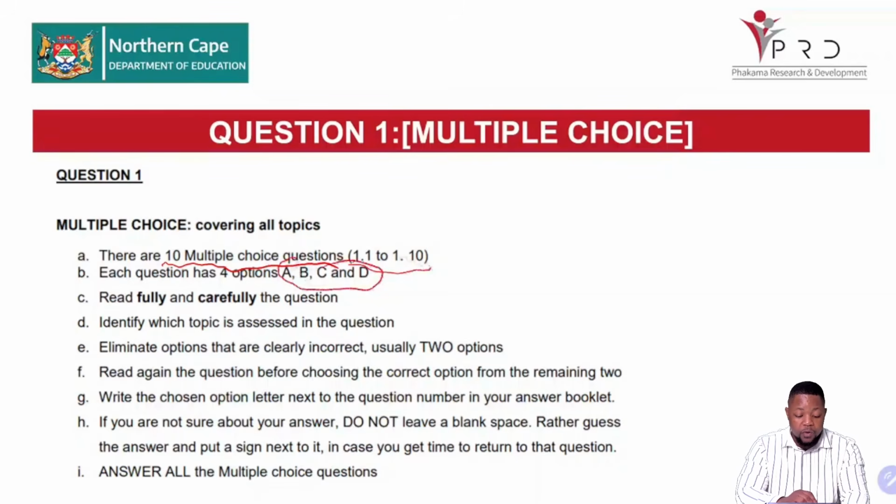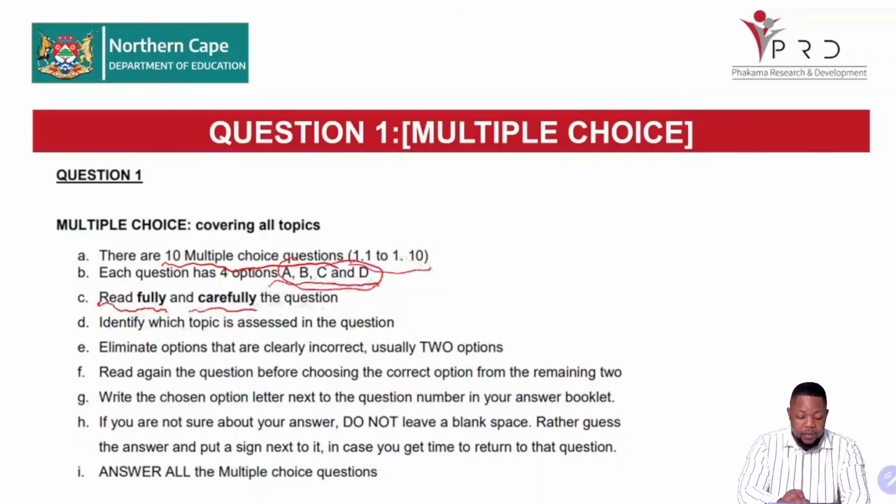Now, before you answer these questions, you must read fully and carefully. You read the question fully and carefully before you choose your best option. From the 4 options, there are 2 options which are distractors, and there are 2 options which are very close to the correct answer. Just make sure you start by eliminating the distractors so that you are left with the 2 options which are close to the answer. Then eventually you choose your best answer.